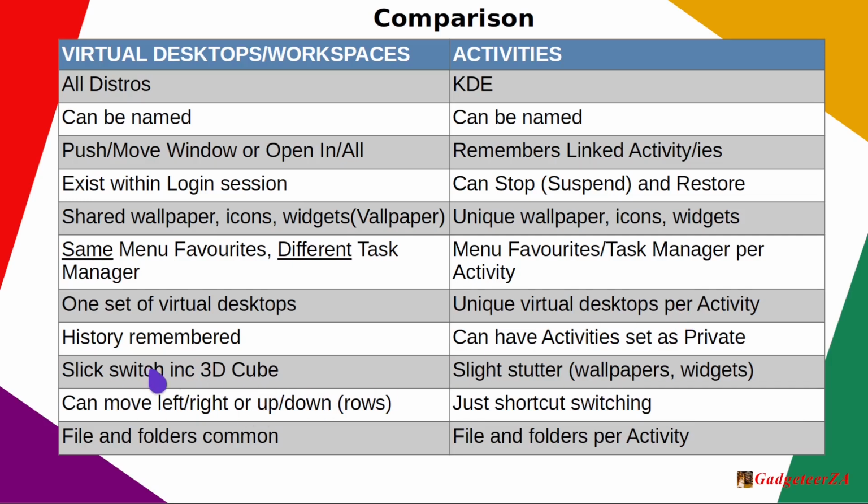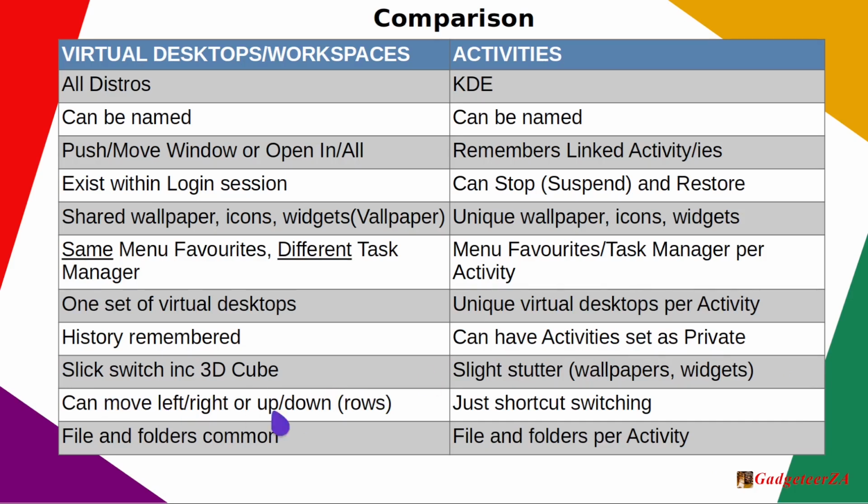I've showed you that sort of slick switch thing with the 3D cube for virtual desktops. Well, at the moment, that's only for virtual desktops. When it comes to activities, you just have to use the shortcut keys or the sort of activity picker. And there is a slight stutter I've noticed the very first time that you use it, mainly because it's probably loading the activities. Because remember, it's actually switching out wallpapers, widgets, all sorts of things when you're using activities. But after that, it works fairly slickly, I would say.